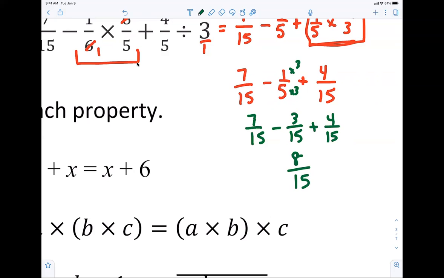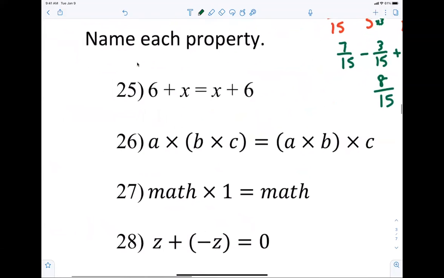Girls, everybody all right over there on the fractions? I know it's annoying. We're not using a calculator. We're trying to make sure one last time. Everybody okay with that? All right. Here we go.